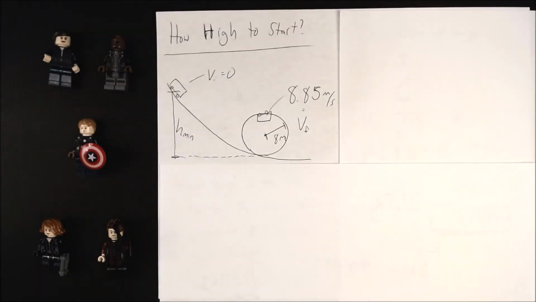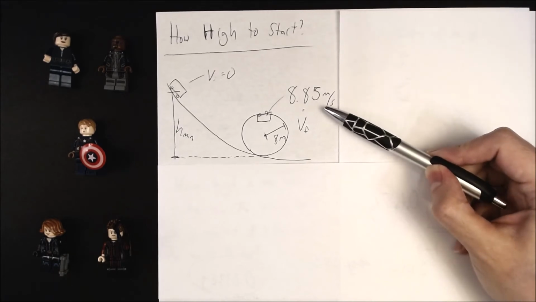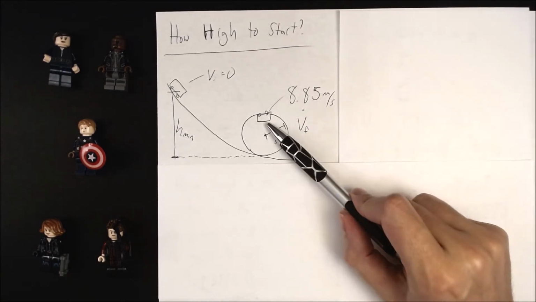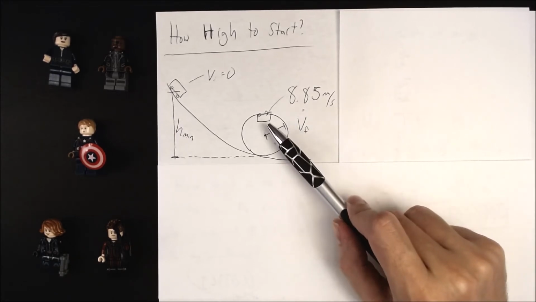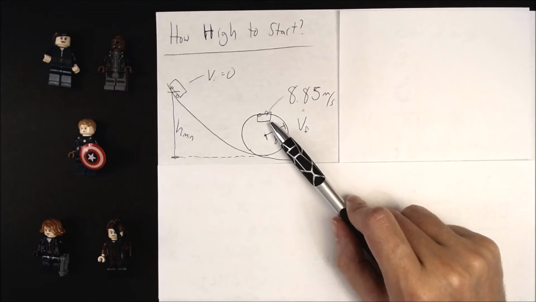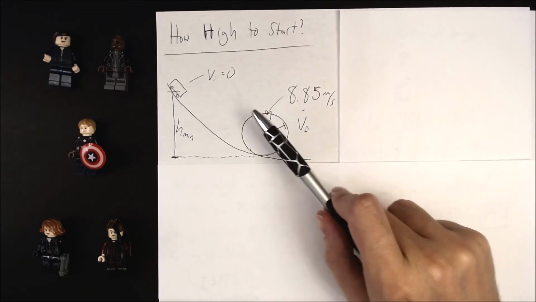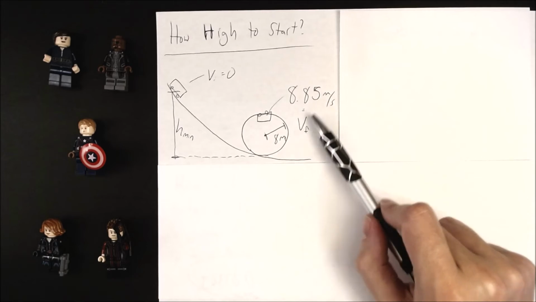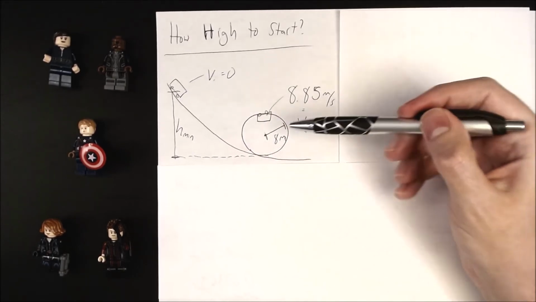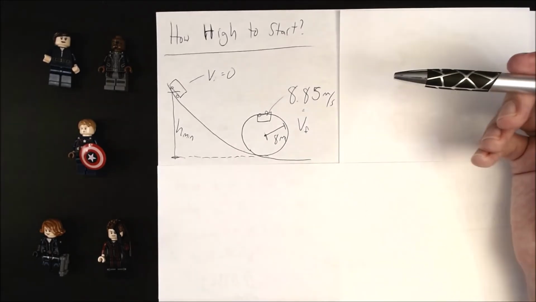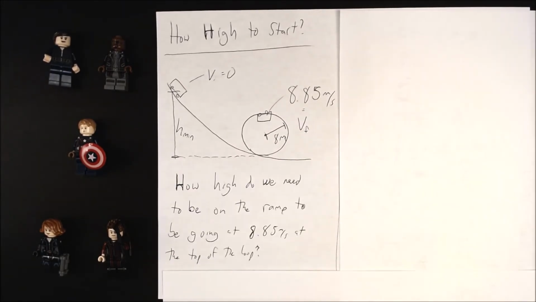We return to our initial setup, but we have one new piece of information that we can add to it: the minimum safe speed to go in this loop is 8.85 meters per second. We know our initial velocity is 0, our final velocity is 8.85 meters per second. We're looking for this minimum height, and the radius of the loop-de-loop is 8 meters. So, how high do we need to be on the ramp to be going at 8.85 meters per second at the top of the loop?